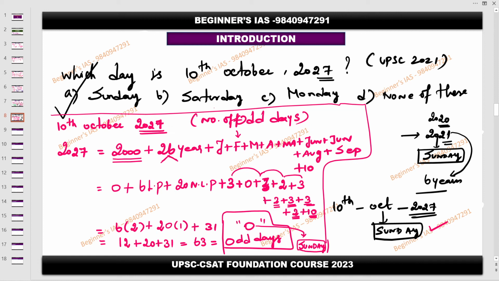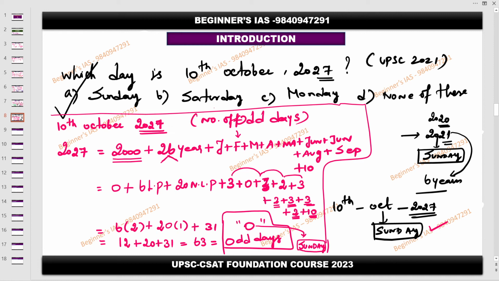Shall I give you one question here? Sir, can't we start from 2021? Like 2021 will have one odd day, and then 22, 1, 23, 1, 24 plus 2. Yes, like that. That is another method, Pratish. Yes, you can do that method also.